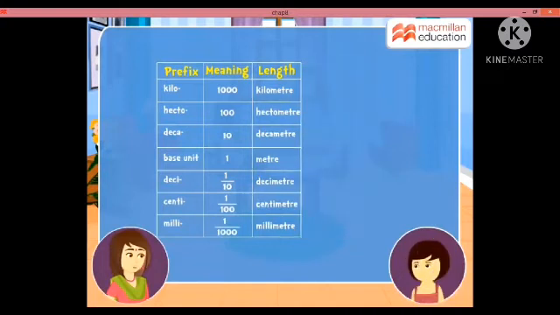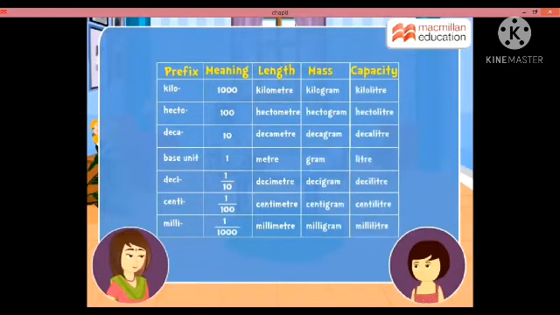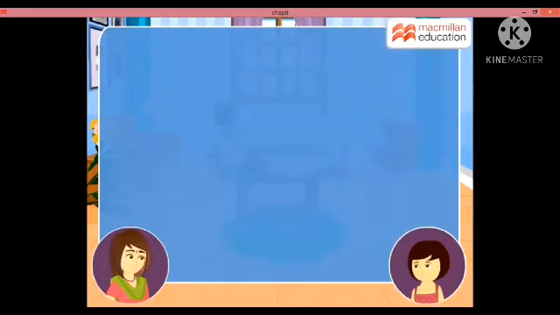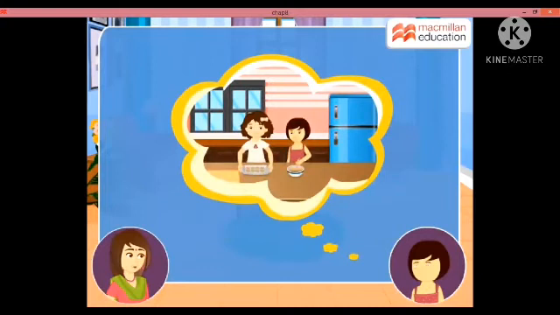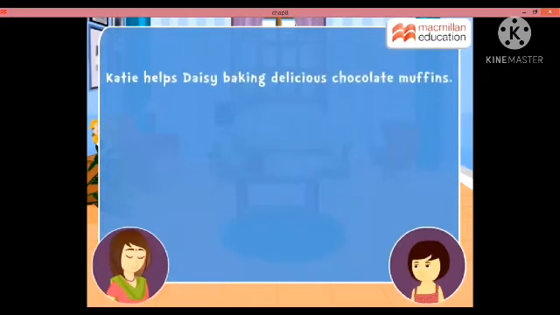Likewise, we can have similar tables for measuring mass and capacity by just changing the base unit to gram and liter. Ma, how do I remember this? Well, Katie always helps you baking chocolate muffins, right? Right, Ma. So let's make a sentence saying Katie helps Daisy baking delicious chocolate muffins.